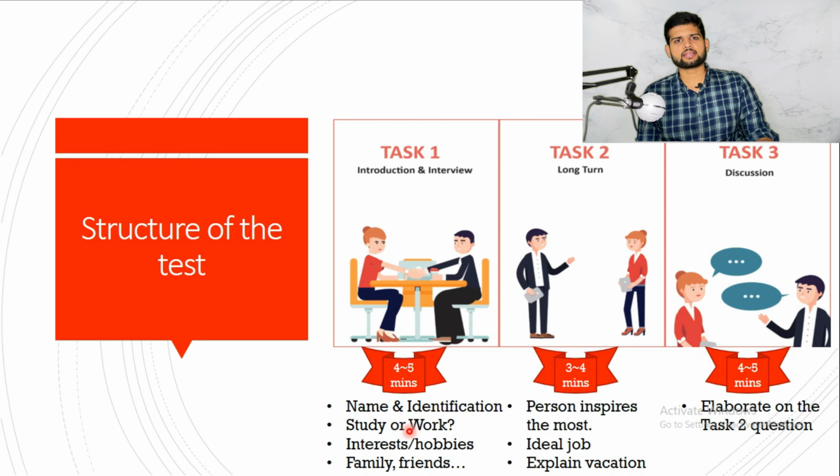Second, they may ask what you do, like do you study or do you work. Now what you answer in this section will certainly make sure that the type of questions which appear afterwards are going to be based on this question. If you say that you are studying, then they'll ask you about studies majorly, and if you're talking about your work, then definitely they will continue with questions related to your work. And majorly they'll ask about your interests or hobbies or family, friends.